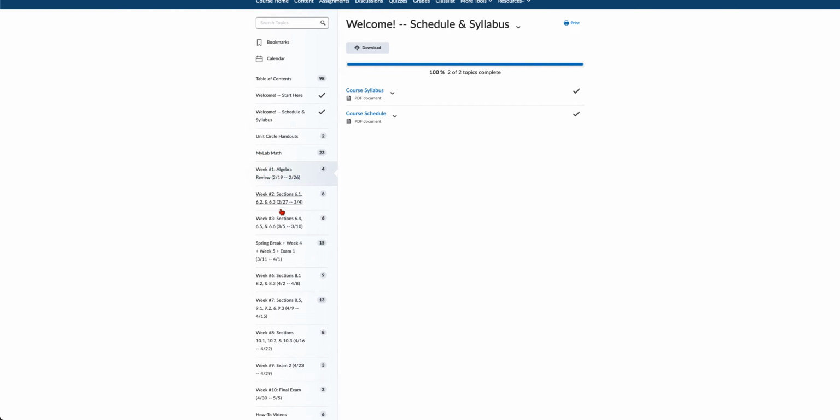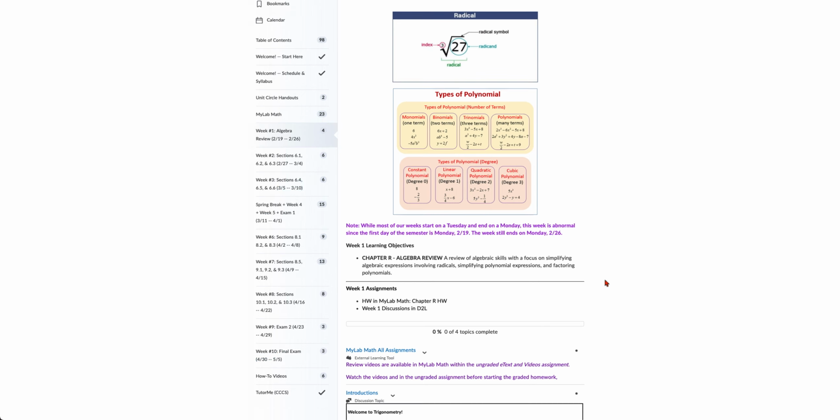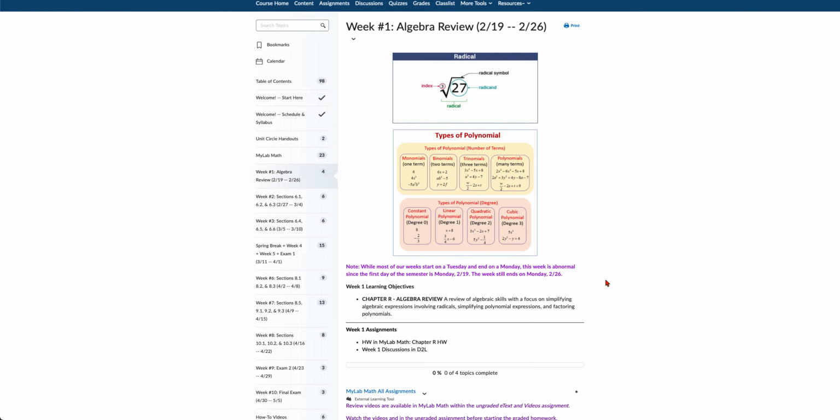But I want to just start right here, click on week one. You can see on the left side, there's a lot of weeks here, 10 weeks. That's the whole course. And you can see the sections that we cover, as well as the dates that they run. If you click on any of these, it takes you to basically an overview of the week.